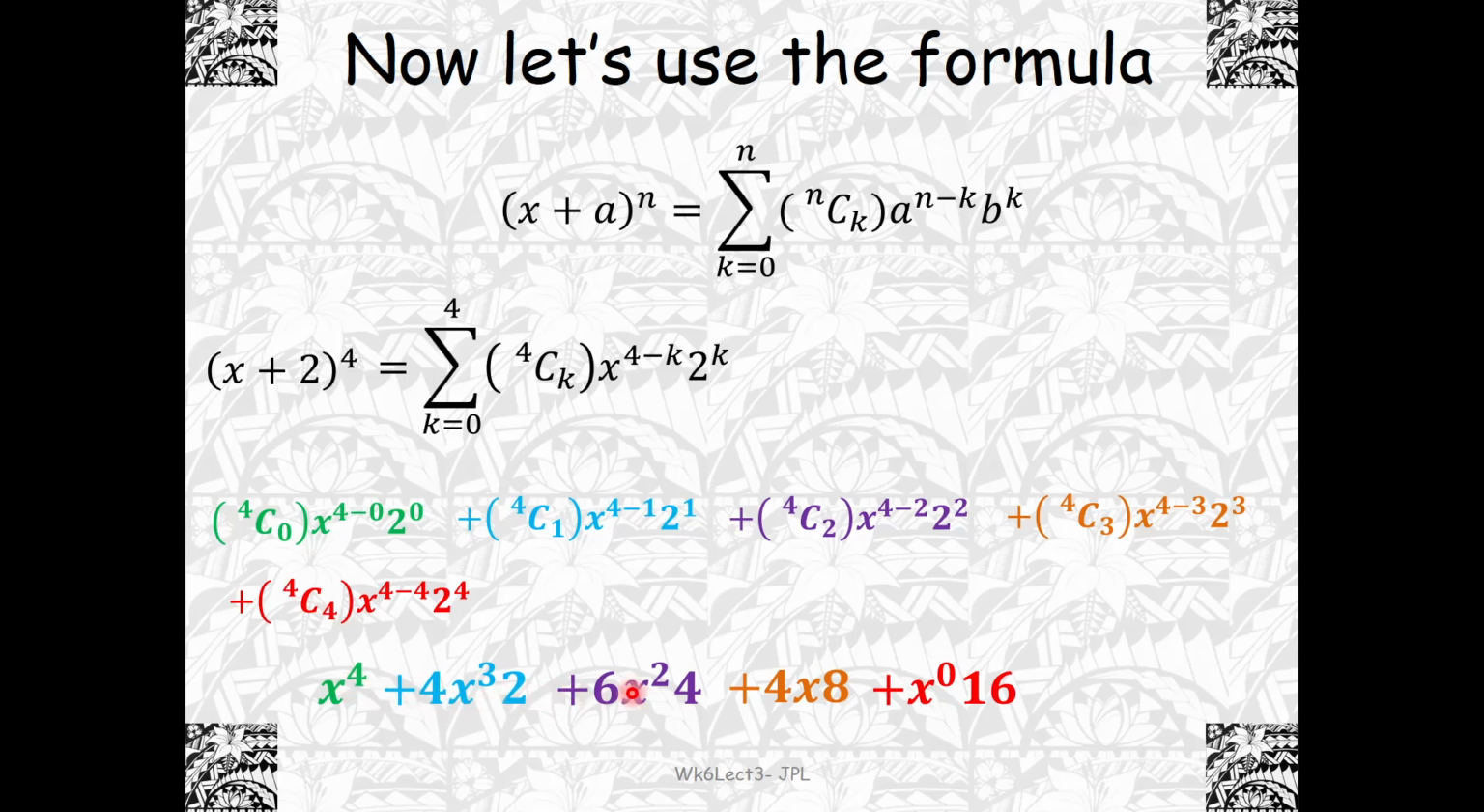Okay, try and combine everything because 4 and 2 multiply to get 8. 6 and 4 multiply to get 24. 8 and 4 multiply as well. Okay, let's multiply that out.